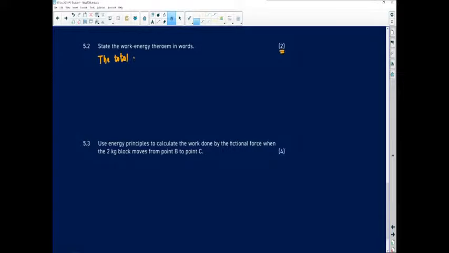It is the total work done on an object is equal to the change in the object's kinetic energy.